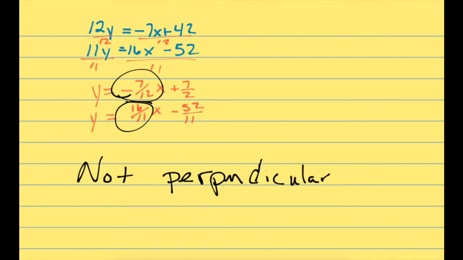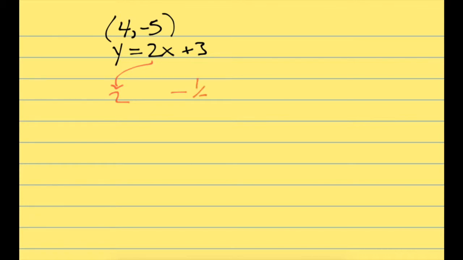Alright, so let's write an equation of a perpendicular line. If we want it to pass through the point 4, negative 5, and be perpendicular to the equation y equals 2x plus 3, the first thing we need to do is find the slope. So what is the slope of the existing line? 2. So what will the perpendicular slope be? Negative 1/2.